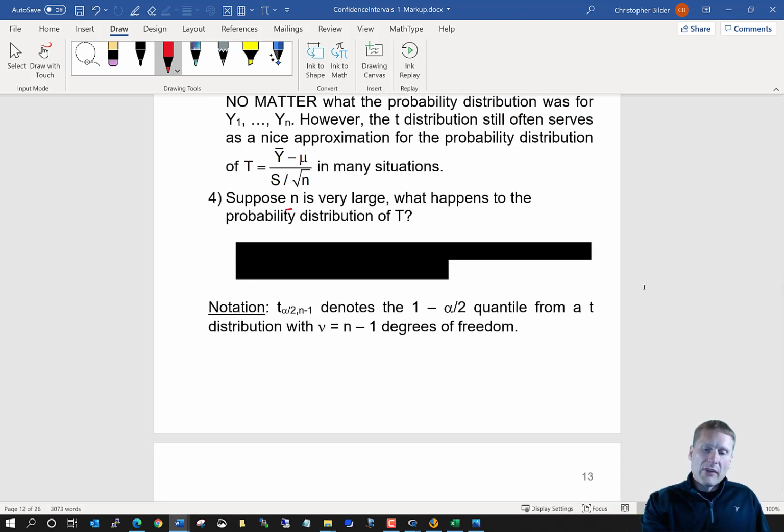So suppose n is large, though. What happens to this probability distribution of t? Now remember that degrees of freedom is n minus 1. I don't know, maybe the answer is too obvious, but I'm not going to answer it here. I want you to think about it and ask me if you don't know what the answer is. But as the degrees of freedom increases, what should happen to a t-distribution? Now put this in the context of the sample size. Then think about the central limit theorem and what we know about that.